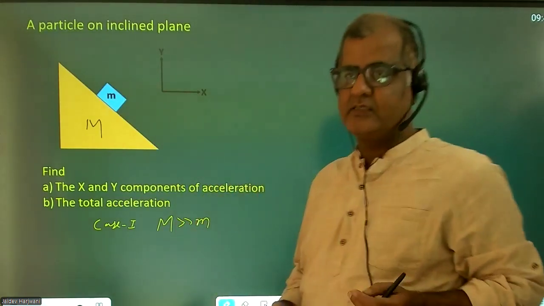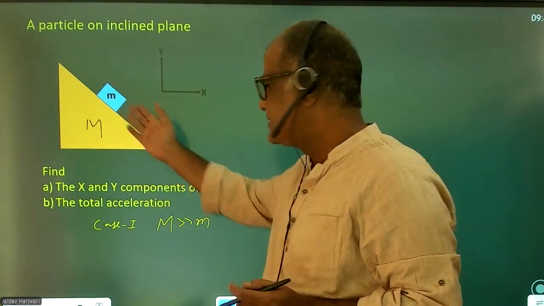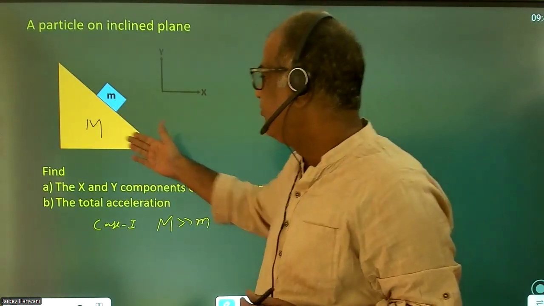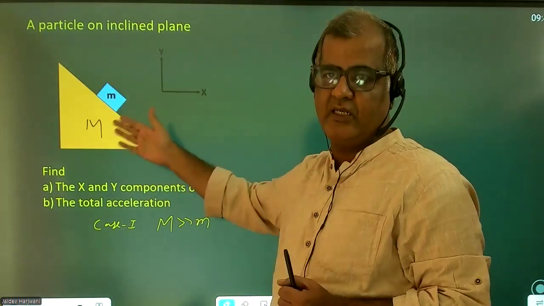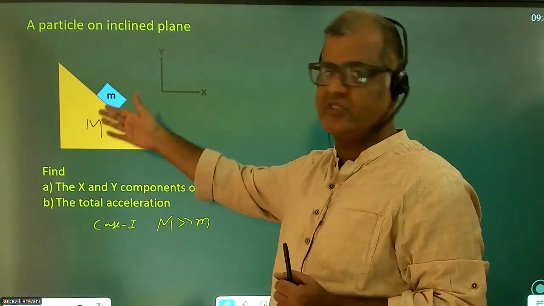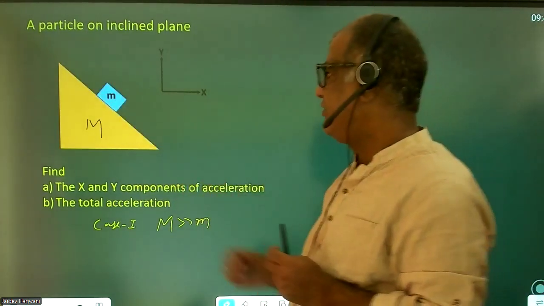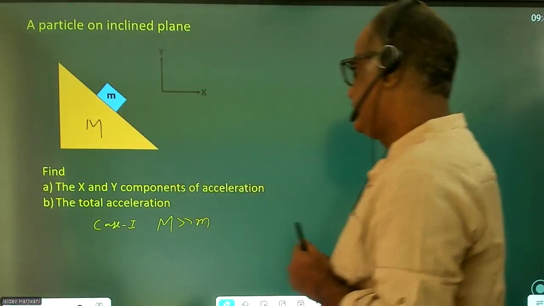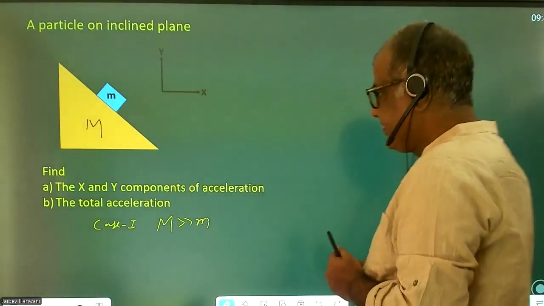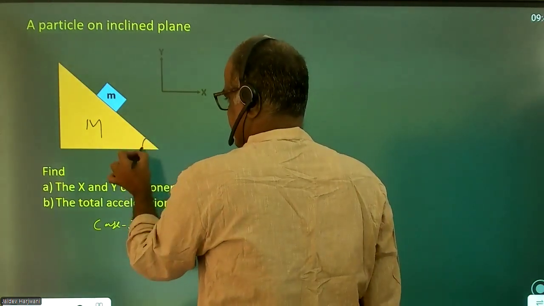So in this case, I can assume that when the block is sliding, there is no movement in the wedge. So the wedge is stationary. There is no motion, no acceleration in the wedge. We only have to discuss the motion of the block with respect to the wedge. So let us see how to approach this problem. Let us say this angle is theta.